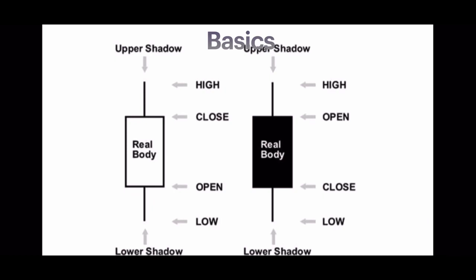The open is where the candlestick begins its journey, the price at which the market opened during that specific time frame. The close, on the other hand, marks the end of the cinematic journey, the price at which the market closed during that same time frame. Now let's talk about the high and the low, which are extremes in our mini movie. The high represents the highest price reached during the candlestick's performance. It's like the soaring climax of the story.